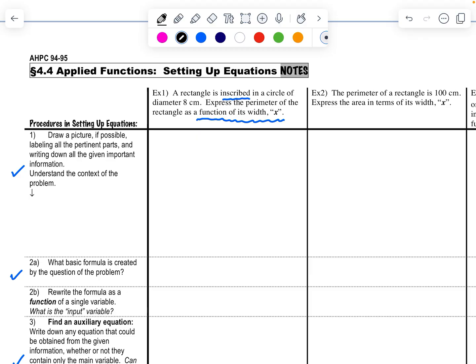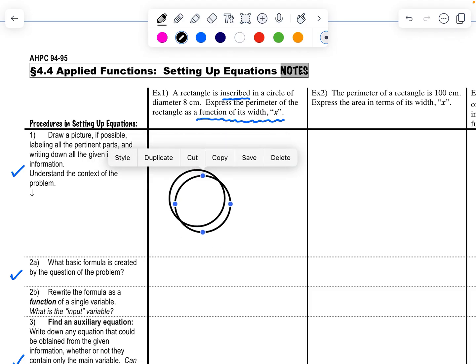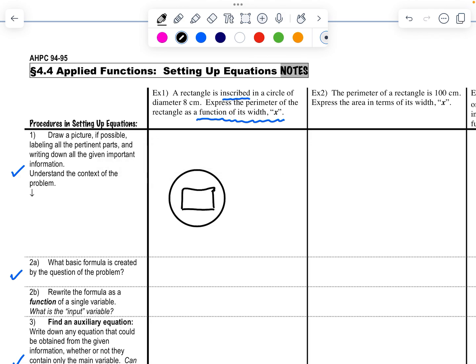All right, I'm going to actually start with things that people did wrong, just so you guys understand. So, for example, some of you may just put a rectangle inside. That's wrong. Inscribed means that the corners have to be on the circle, so we can't have that.